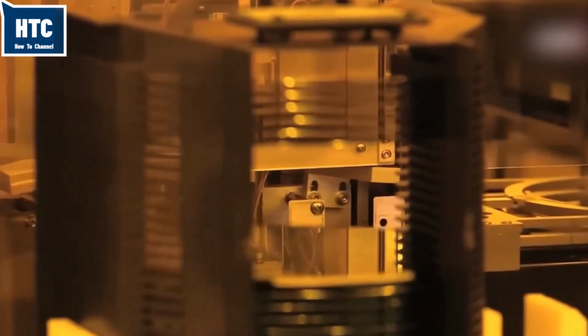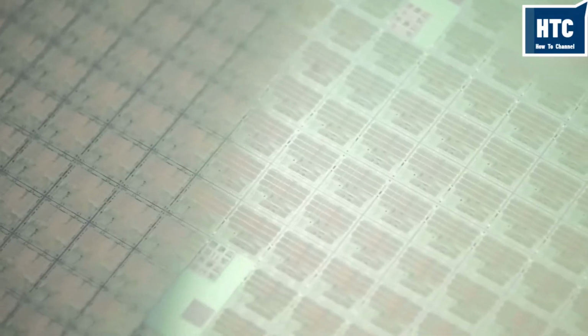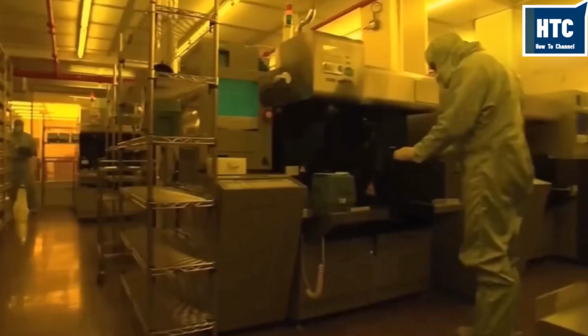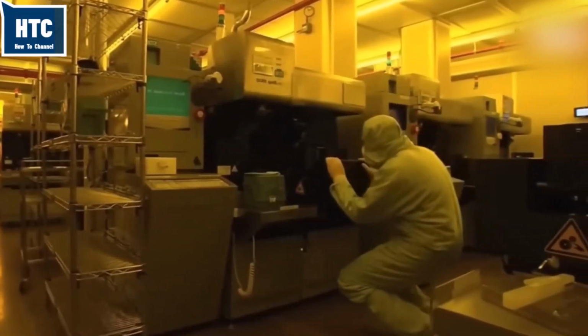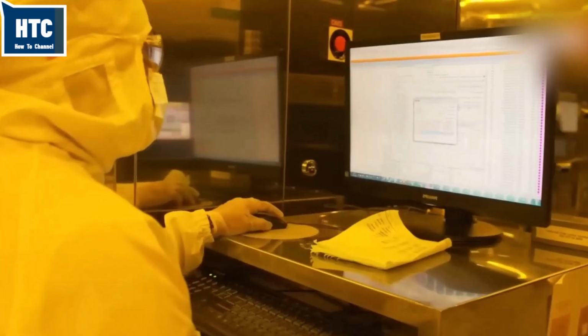We then apply a liquid called photoresist. The wafer spins rapidly to spread this light-sensitive chemical into a uniform layer, sometimes only nanometers thick. This prepares the wafer for the most expensive and complex step in human manufacturing, photolithography. In modern nodes, we use extreme ultraviolet lithography, or EUV.